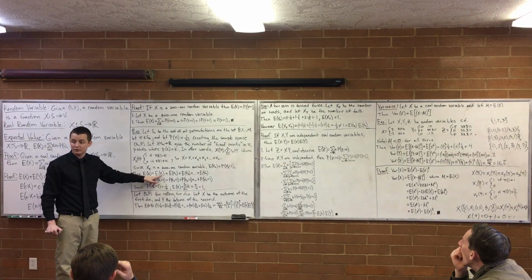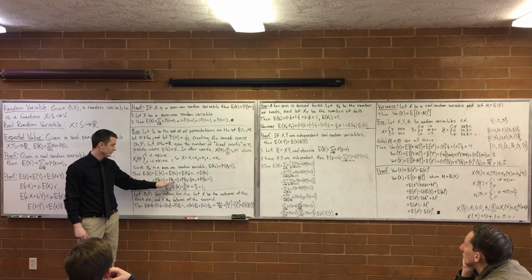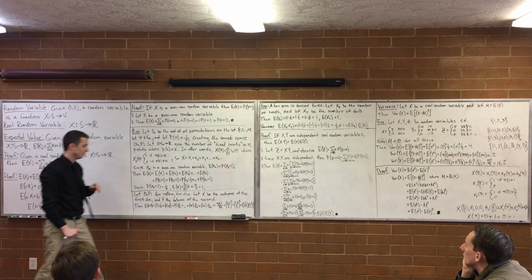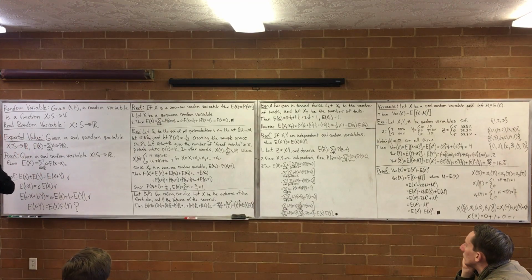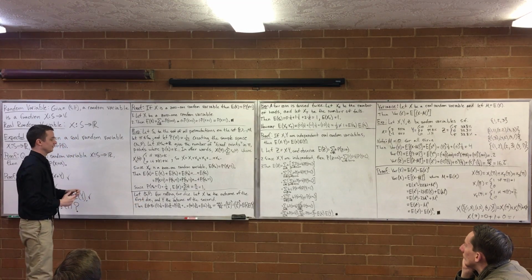x1 is a 0, 1 random variable. Its expected value is just the probability that x1 equals 1. That's just the probability that x2 equals 1, the probability that x3 equals 1, etc. And the probability that xn equals 1.